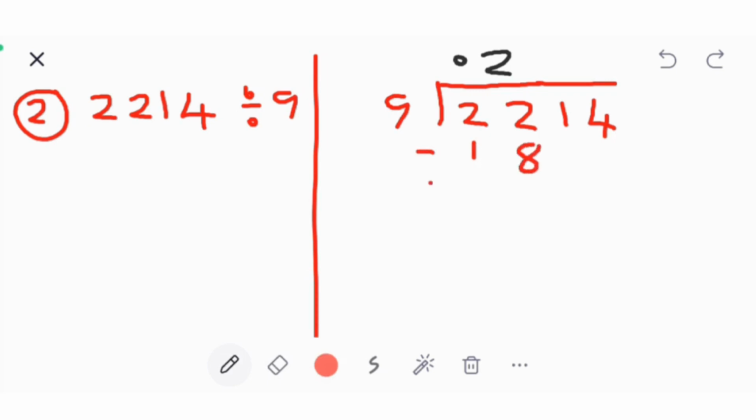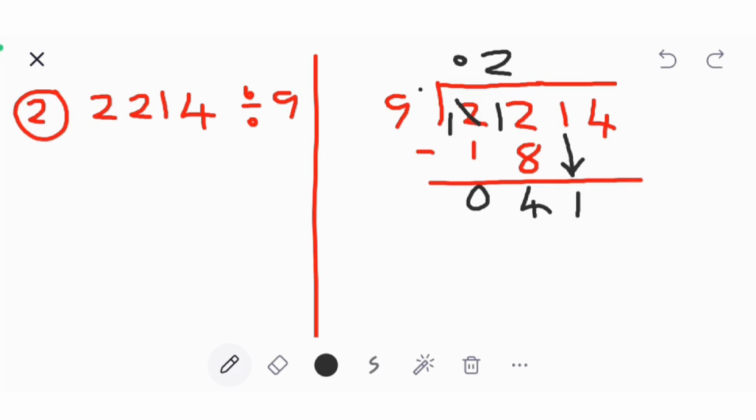Then you subtract. 2 minus 8, not possible. Take 1 from these 2. 1 will be left. That one that you took, put it here to make 12. Then when you do 12 minus 8, you have 4. Then 1 minus 1, 0. You bring down digit 1. Anytime you bring down a digit, you must divide.